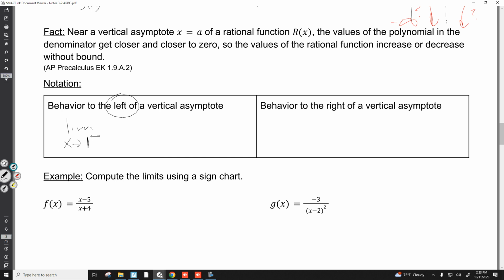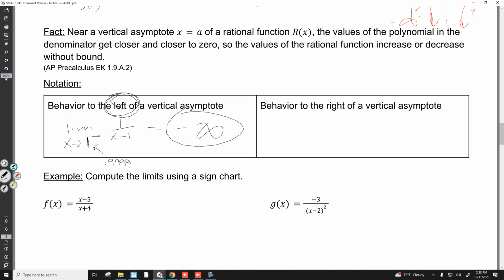I put a little negative symbol in the exponent of 1. It means I'm looking to the left. It means what's happening at 0.9999, just to the left of 1. Now, I plugged in 0.9999 and subtracted 1. I got a value close to 0, but in fact, it was a negative value. I have a 1 divided by something negative and close to 0. I got something large and negative.